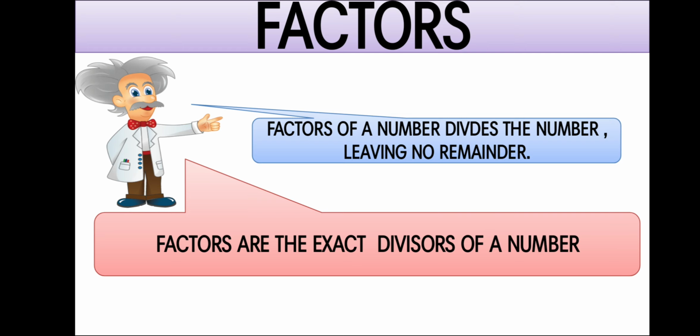Factors of a number divide the number leaving no remainder. So when we divide a number by its factor, we get the remainder as 0. That means it exactly divides. So factors are the exact divisors of a number.